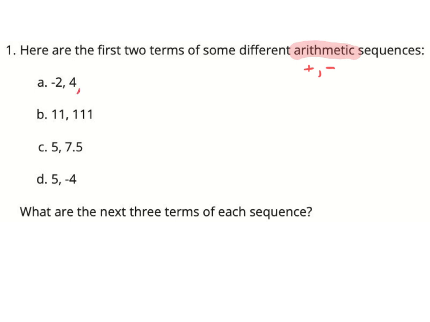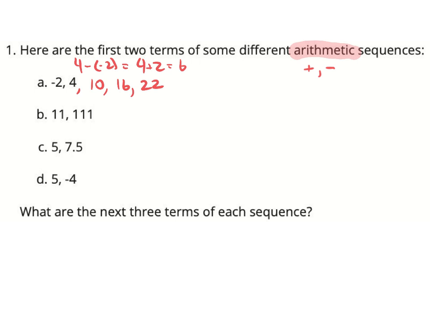Now, if you don't know how to get from one term to the next, do 4 minus -2, which equals 4 plus 2, which equals 6. So it's adding 6 going to the right. So now the term is plus 6, so we're going to do 10 plus 6 is 16, plus 6 is 22.